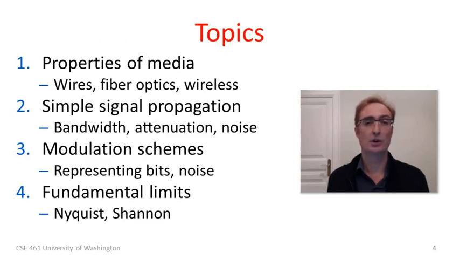To do that, we're going to go through several different topics. First, I'm going to tell you about the different kinds of media, including wires, wireless and fiber optic cables. Then we're going to talk about how signals propagate over those media and see the different effects of bandwidth, attenuation and noise. Finally, we'll move on to the key issue, which is really different modulation schemes, or how we represent bits using different signals. And then to wrap up the area, I'll talk about some fundamental limits which are known. Real engineered systems will need to operate within these limits.